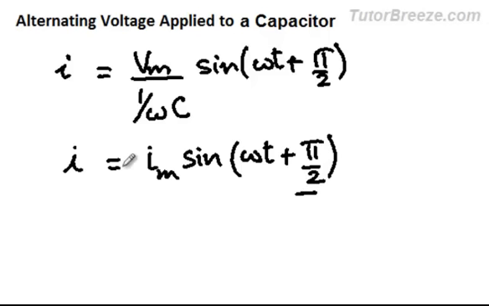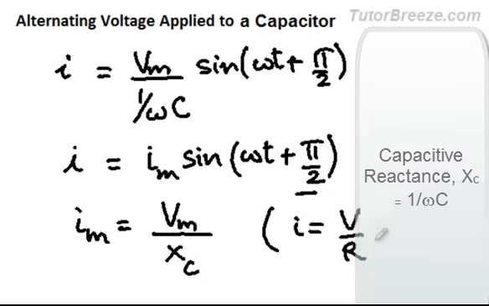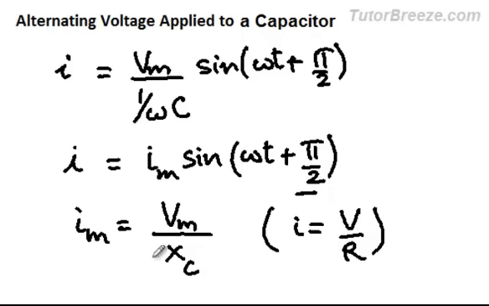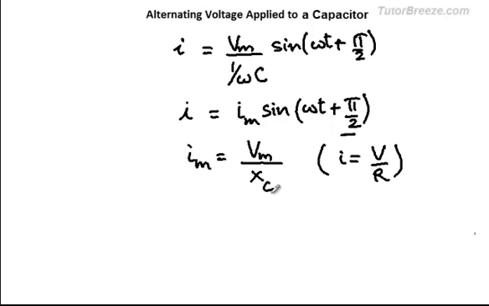Now coming back to this term over here, Im is equal to Vm over, and we'll write this as Xc. So Xc is 1 by omega C, and this is the capacitive reactance. So over here we are using the term reactance rather than resistance. For instance, you have I is equal to V over R. So R is the resistance, but over here we are using the term reactance. Now the SI unit of capacitive reactance is ohms, same as that of resistance.